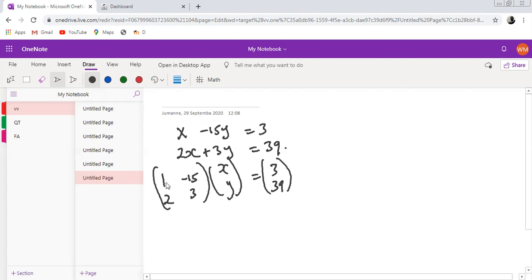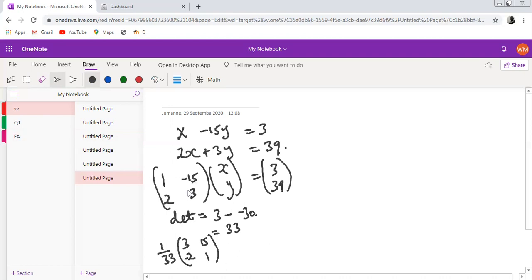Then get the inverse of this matrix, but first of all determine the determinant. 3 times 1 is 3, minus 2 times negative 15 is negative 30. So it's going to give us 3 plus 30, which is 33. So the inverse is going to be 1 over 33 into bracket. Let these elements interchange, so we have 3, 1, and this one to change the sign, so it's going to be negative 2, and this one will be positive 15.